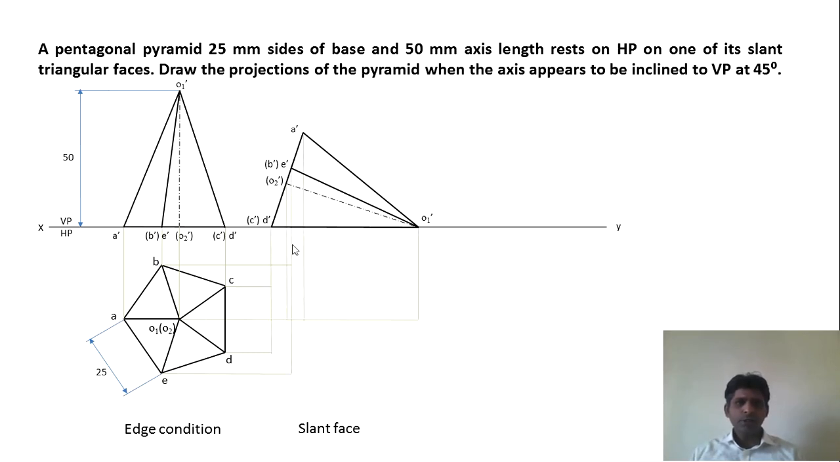Next, we have to draw the projectors, the vertical projectors and the horizontal projectors, and name them accordingly. Observe that point A is here. Okay? So we have to be careful. Point A is here, and this represents the edge. The next thing is to visualize.